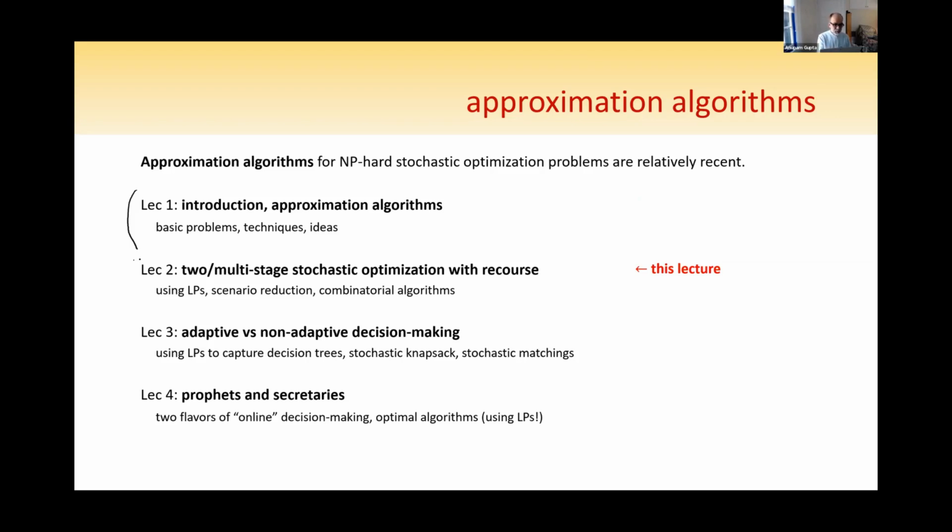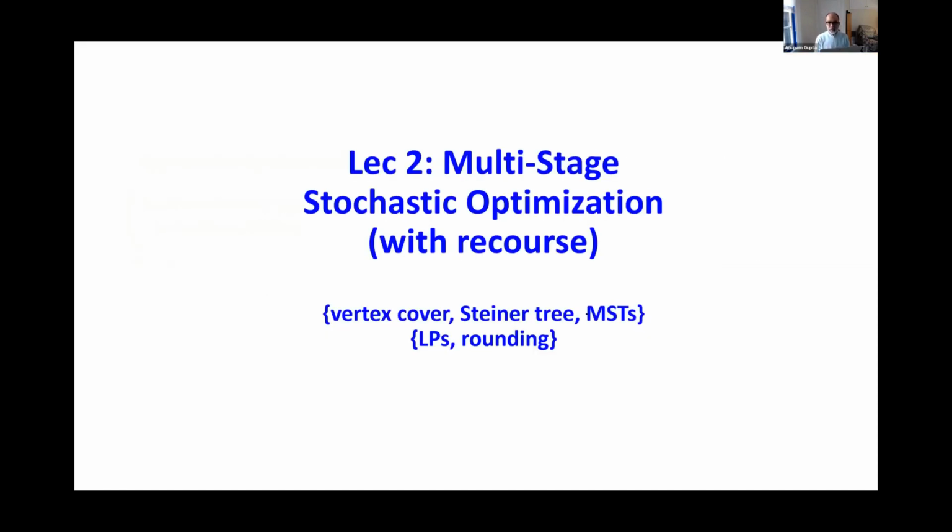Today, I'm going to talk about one of the most basic stochastic models, and hopefully it should bring to life the issues that underlie this. Then in the next couple of lectures, we'll go into more detail and more sophisticated arguments. So today's lecture is essentially this topic of multi-stage stochastic optimization, and you'll see what multi-stage means, with recourse. All these terms should become clear to you. We'll talk about a couple of problems, and we'll again use LPs and rounding to solve these problems.